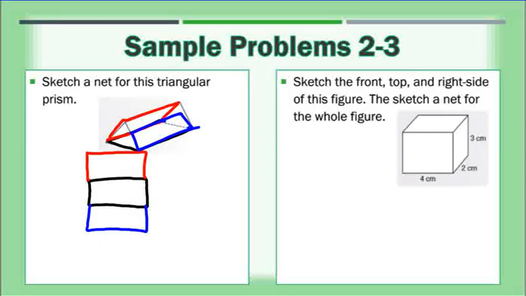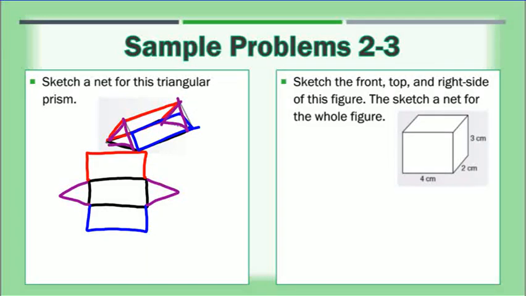And then we have triangles on the ends. So this would be here and right here. And so if you fold those up, you would get your triangular prism.